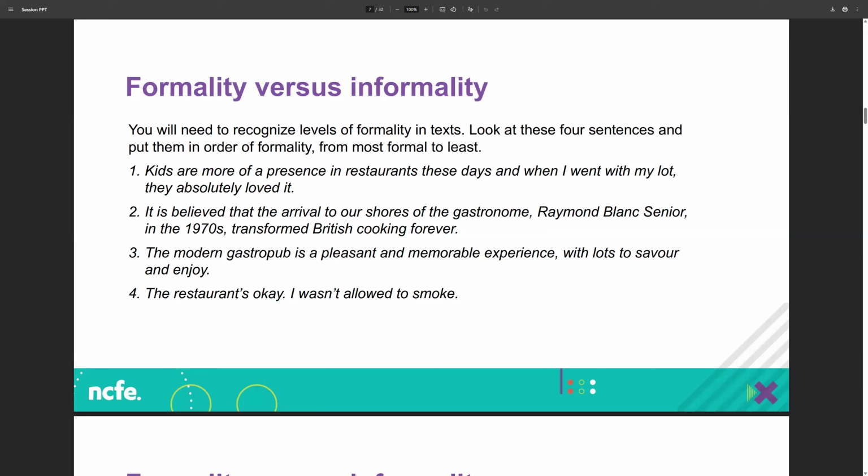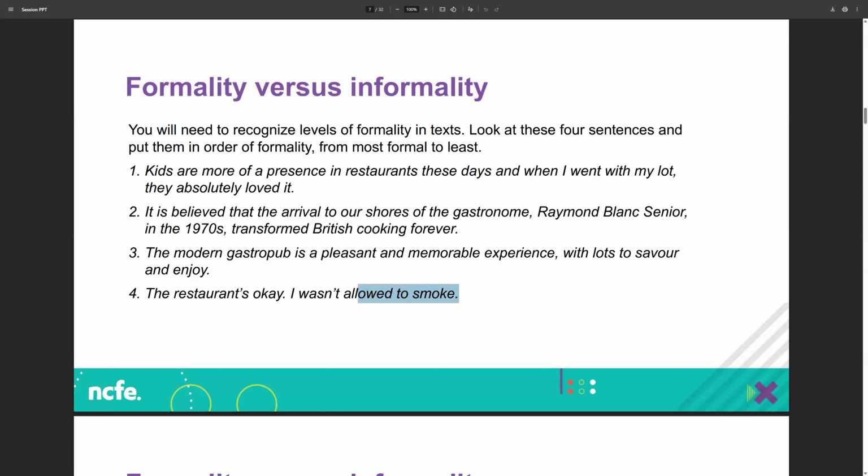So, it is believed that the arrival to our shores of the gastronome Raymond Blanc Sr. in the 1970s transformed British cooking forever. Kids are more of a presence in restaurants these days, and when I went with my lot, they absolutely loved it. So, okay, so number 4 is the least formal.